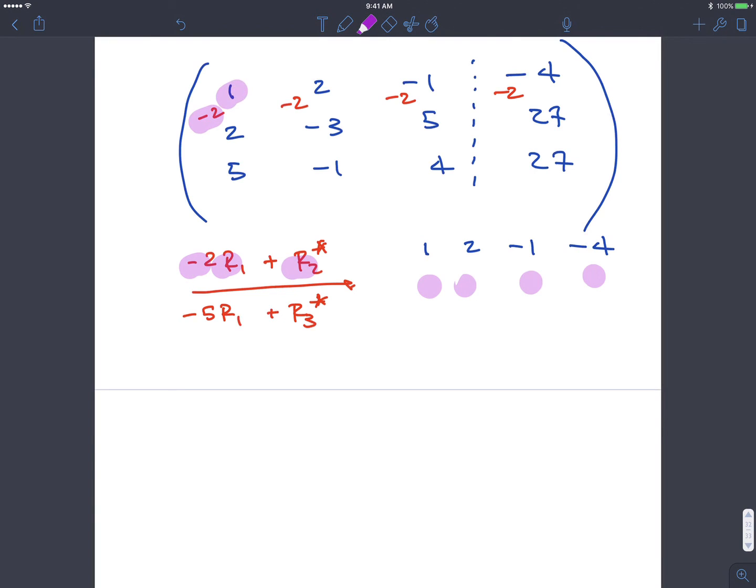Negative 2 times 1 is negative 2 plus 2. We get a 0. Negative 2 times positive 2 is negative 4 plus negative 3. We get a negative 7. Negative 2 times negative 1 is positive 2 plus 5. We get a positive 7. Negative 2 times negative 4 is positive 8. 8 plus 27 is a 35.